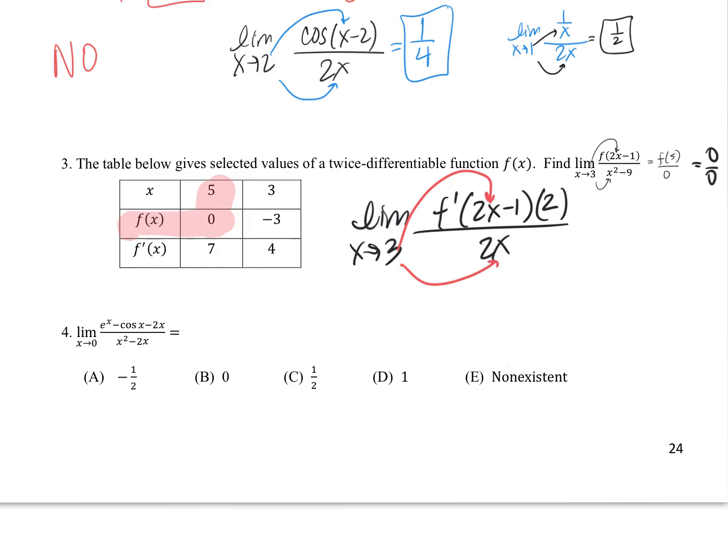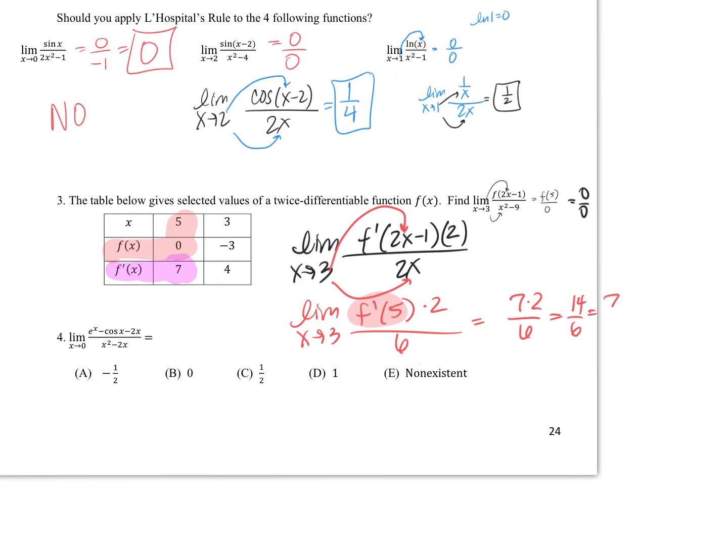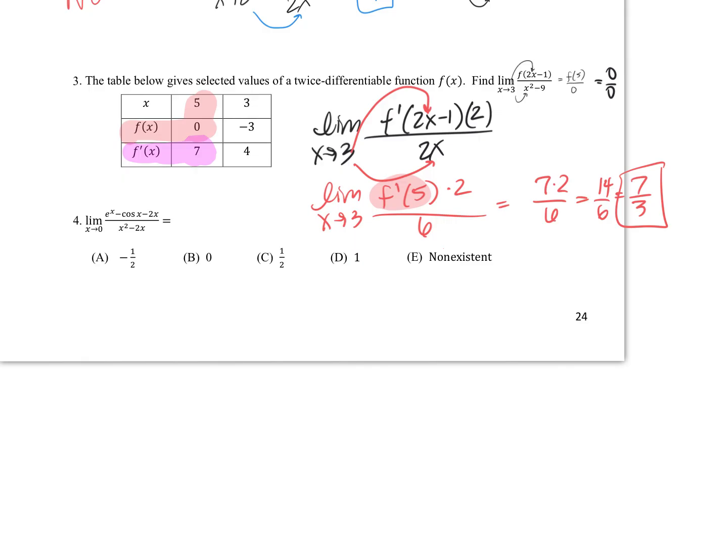The limit as x approaches 3 of f prime of 5 times 2 over 6. Do I want to do f prime of 10 or f prime of 5? F prime of 5, very good, you guys. Do we know what f prime of 5 is? F prime of 5 is 7. Anyone getting 7/3? Great. Okay, let's try this next one.